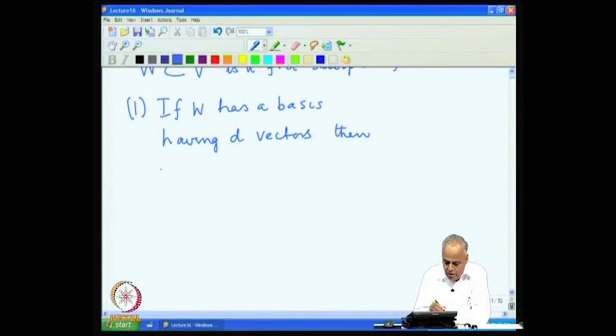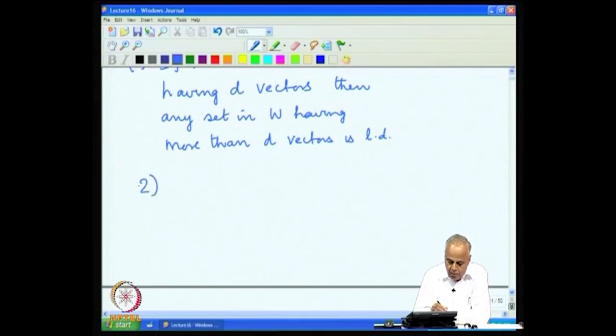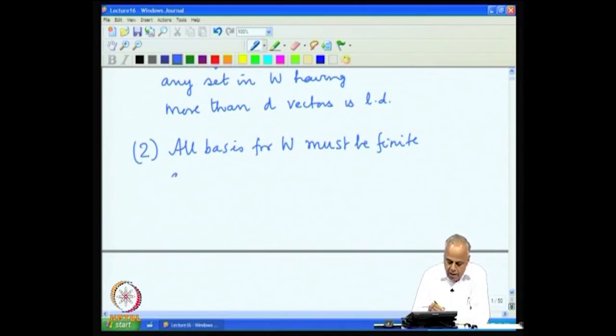is linearly dependent. Now, using this fact, we established that all bases for W must be finite. The moment that W is finite dimensional, it has one finite basis and consequently all bases must be finite and all bases have the same number of vectors.